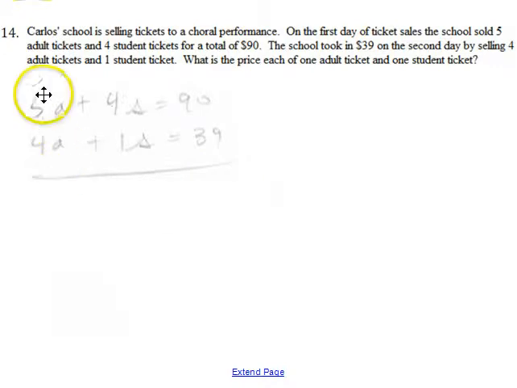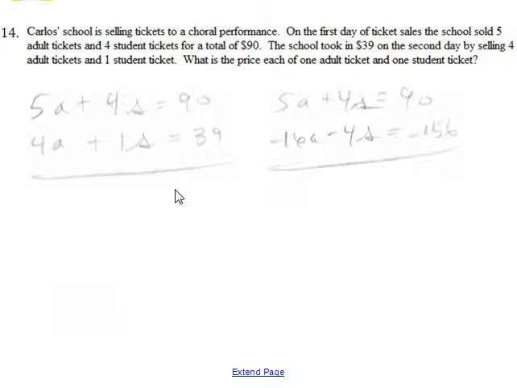Well, I can't cancel these right now, but it's not hard. If I multiply the bottom row by negative 4, then now these will cancel. So 4 times negative 4 is negative 16a. 4 times 39, I had to pull out my calculator, but negative 4 times 39 is negative 156. These cancel. Combine these, you're going to get 11a, or I'm sorry, negative 11a. Combine these, and you're going to get negative 66. Divide both sides by negative 11, and you'll find a is 6.